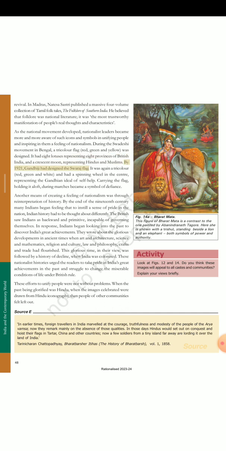By 1921, Gandhiji had designed the Swaraj flag. It was again a tricolor, red, green and white, and had a spinning wheel in the center, representing the Gandhian ideal of self-help. Carrying the flag, holding it aloft, during marches became a symbol of defiance.